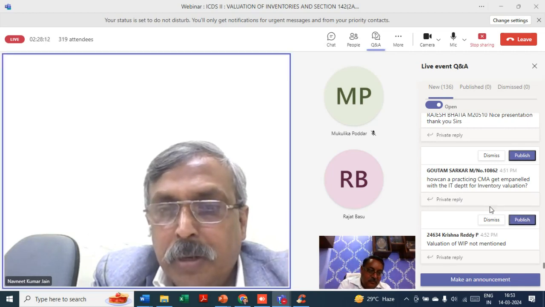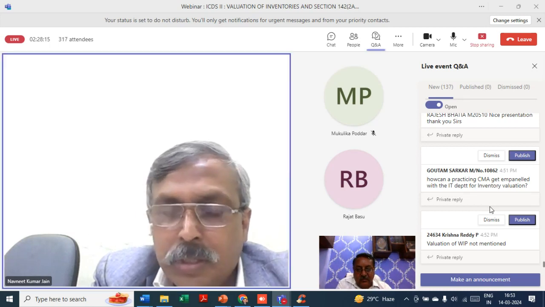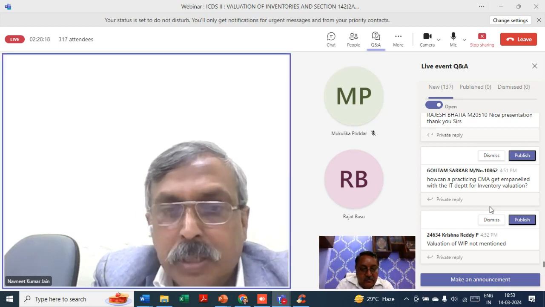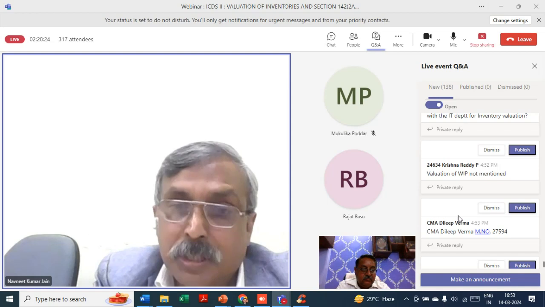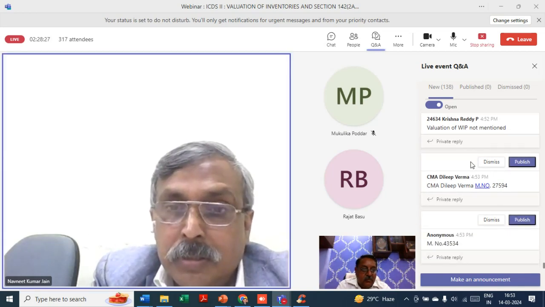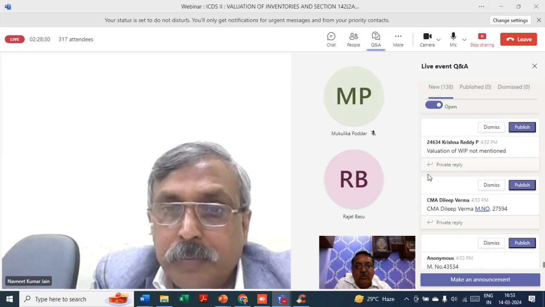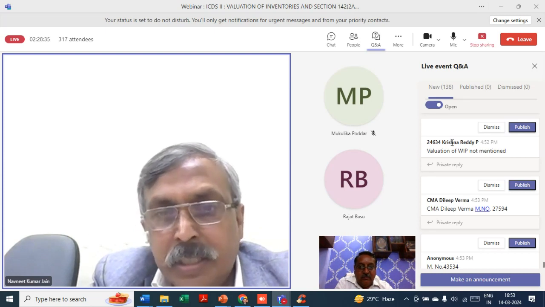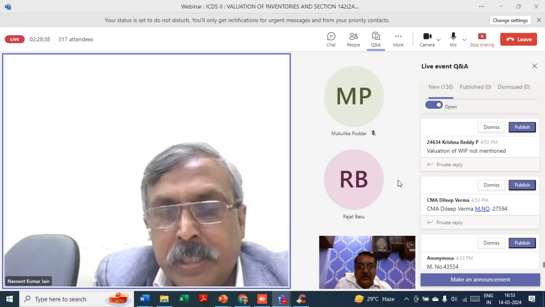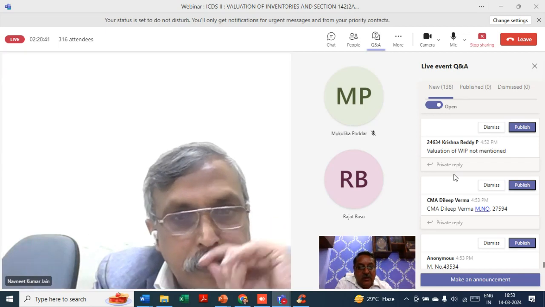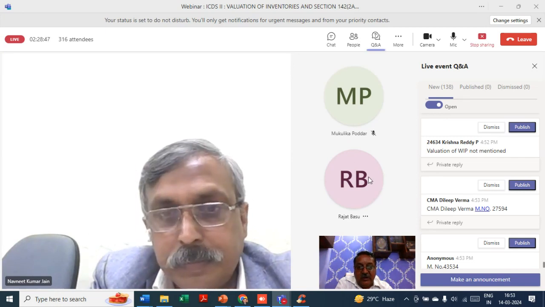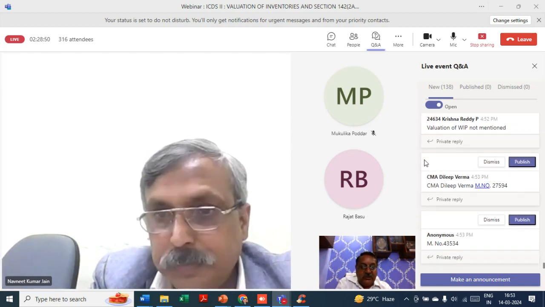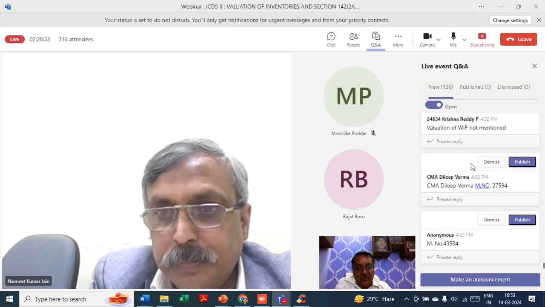Valuation of WIP not mentioned. Krishna ji, the question is not clear. Goods in process is already there in ICDS 2, and it specifically covers how to work out the NRV of that. Even that has been mentioned. Valuation of inventories, WIP, I think we have missed out, we have not touched upon. It is there in ICDS, and it is a specialization area for cost accountants actually. It talks about stage-wise valuation, stage-wise completion also. I have read it. It is a very, very systematic valuation you have to do for WIP.